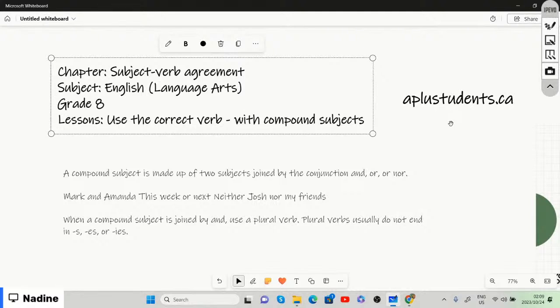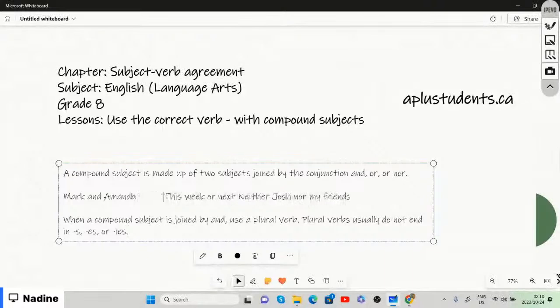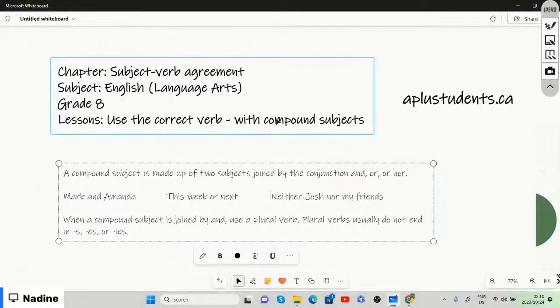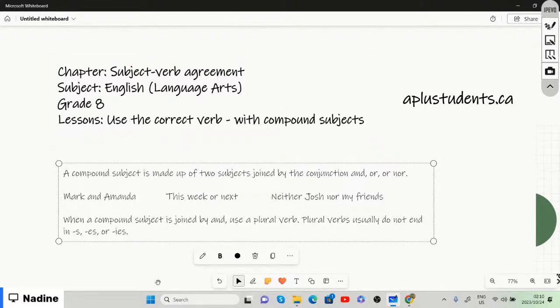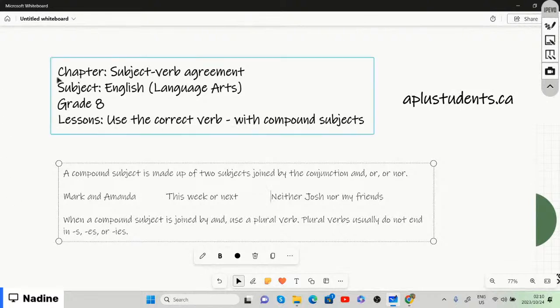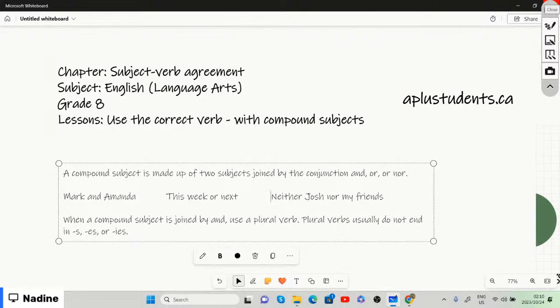An example is Mark and Amanda, this week or next, and neither Josh nor my friends. So these are compound subjects that are made up of two subjects joined by a conjunction: and, or, nor. We have Mark and Amanda, this week or next, neither Josh nor my friends. So it's not one of us.